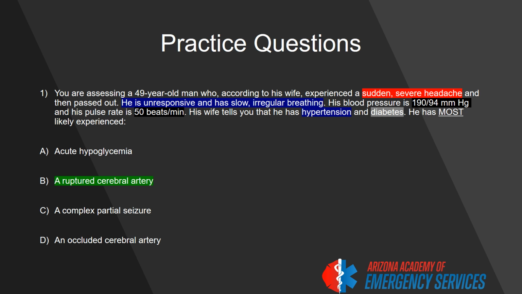So putting all that information together, you should come to the clear conclusion that it is not hypoglycemia, the patient is not having a seizure, and the patient is not having an occluded cerebral artery. That would be an ischemic stroke, in which case we would not see any of these major findings on the patient. So the only correct answer option is B, a ruptured cerebral artery.